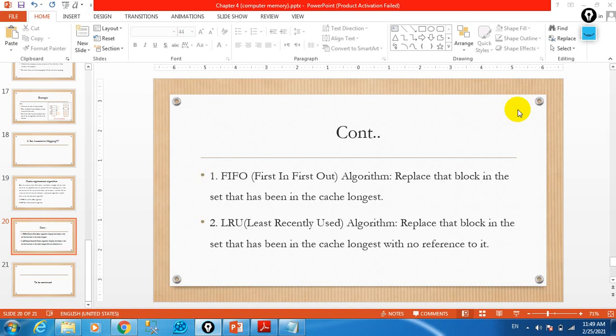It's enough for this lecture. So inshallah in the next lecture we will discuss the internal memory, so it means the main memory, that is RAM, ROM, types of RAM, types of ROM. So inshallah we will discuss that in the next lecture.